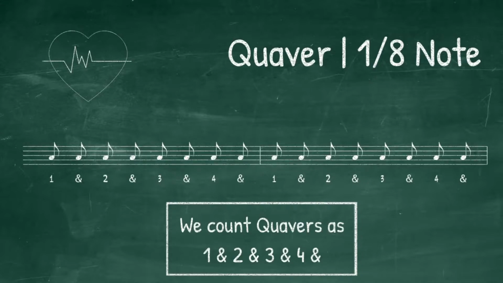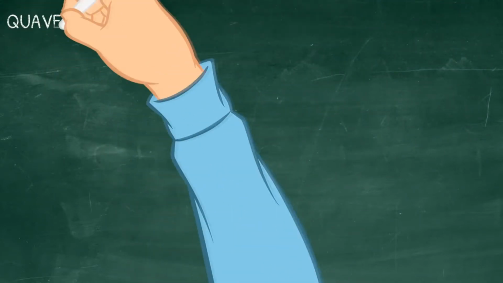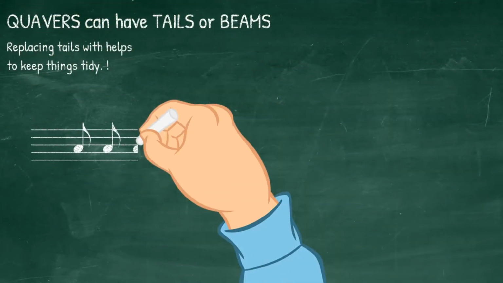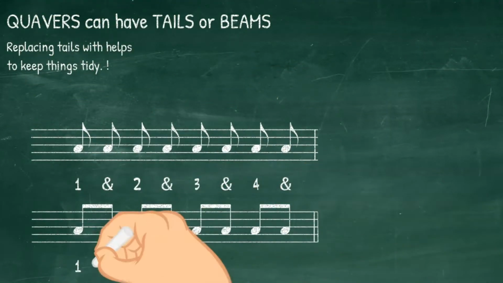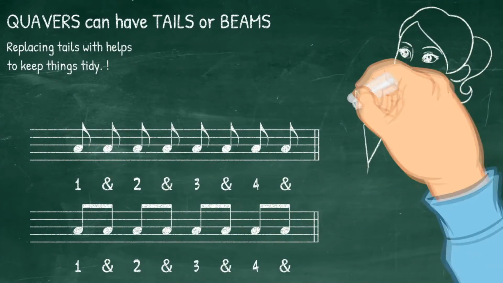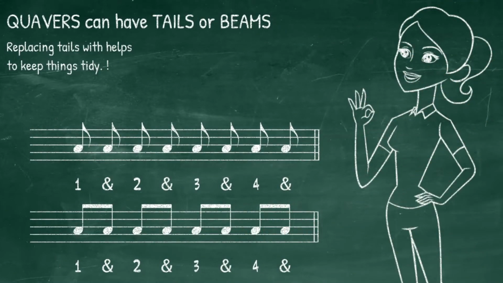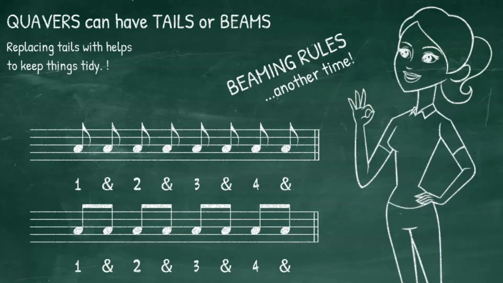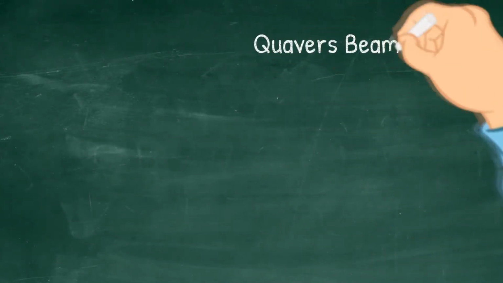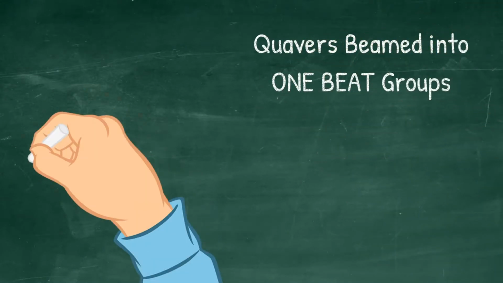But all those tails are getting a little hard to read, so let's see if we can tidy them up. We can group some of these together by removing their tails and replacing them with a beam instead. Of course, there are rules for how we have to group things together, but let's talk about that another time. For now, we're just going to beam them together into twos, so therefore they're into beat groups.